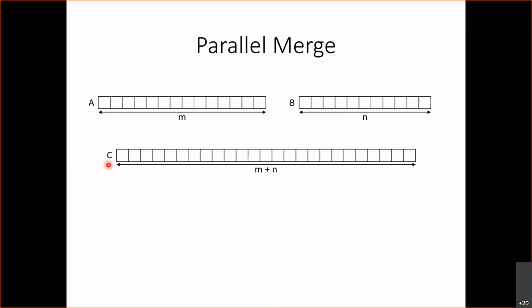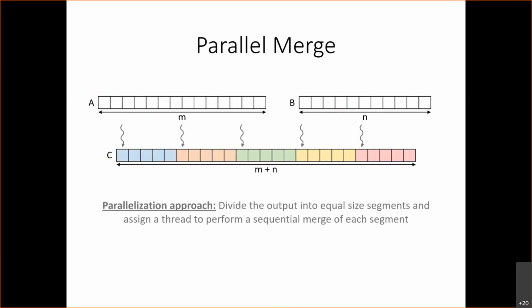So the way we will parallelize merge today is we're going to take our C array and partition it into segments, and each thread will be responsible for one of these segments. Each thread will take a segment and be responsible for sequentially merging the elements of A and the elements of B that are supposed to go to this segment.